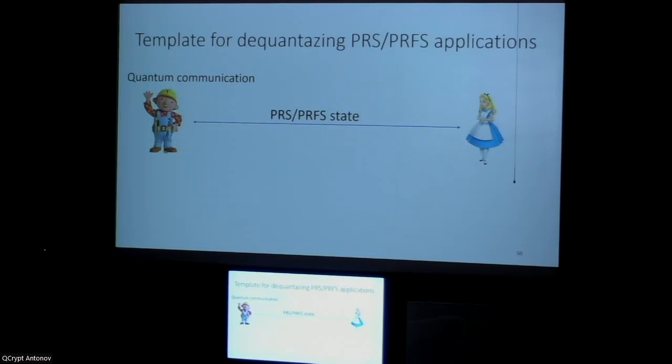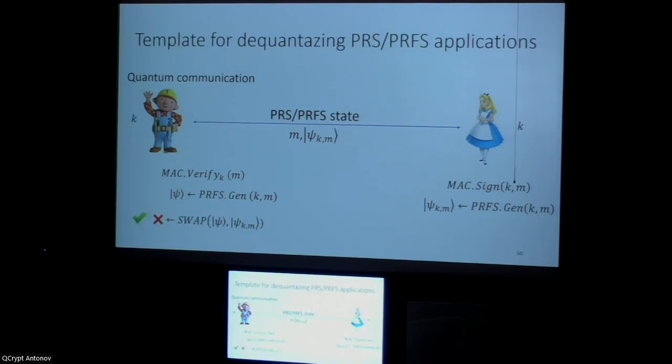For concreteness, let's take the example of the MAC scheme, or the message authentication code scheme, which uses a PRFS family. So here the key space for the MAC scheme is the same as the PRFS. You share a secret key, and then when Alice is trying to send a message M and its signature, its tag, she takes this message and does the PRFS generation to get this psi k comma m and sends this to Bob. Bob can then use this k and m to generate the PRFS state corresponding to it and check if they are similar.